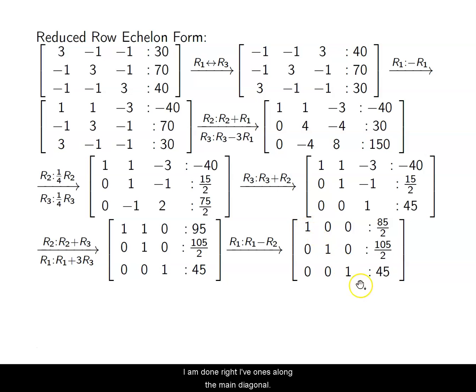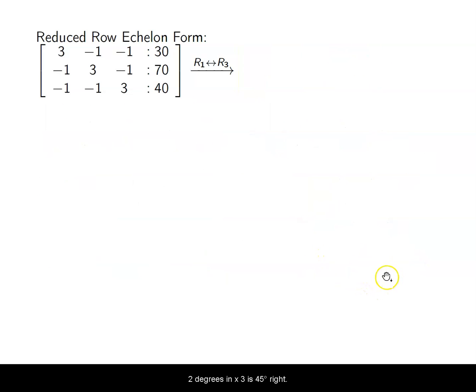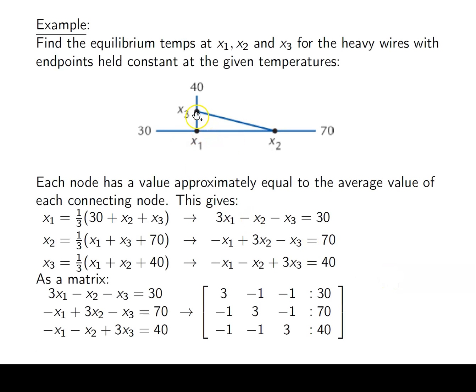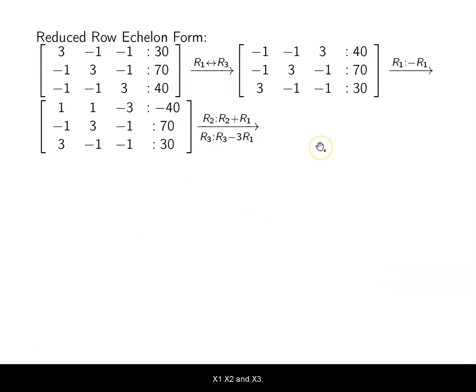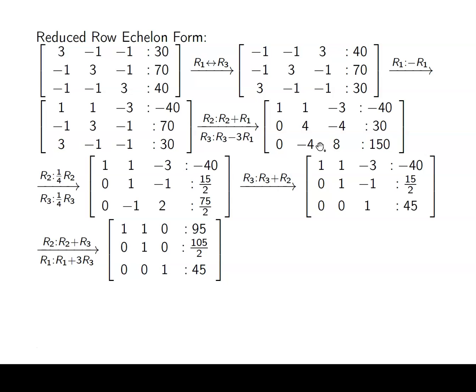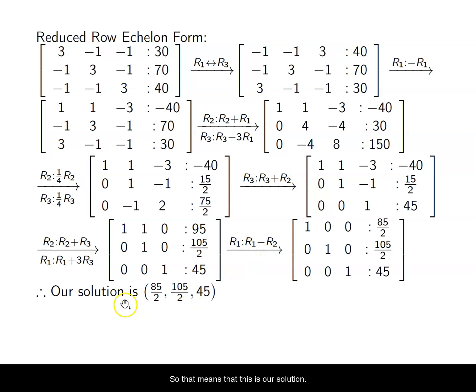I have ones along the main diagonal, zeros everywhere else. I have my values. That means the value of x1 is 85 over 2 degrees, x2 is 105 over 2 degrees, and x3 is 45 degrees, right? x1, x2, and x3. Okay. So that means that this is our solution.